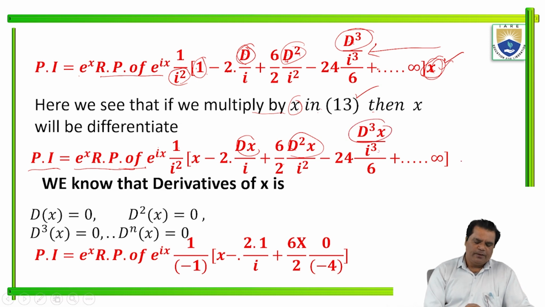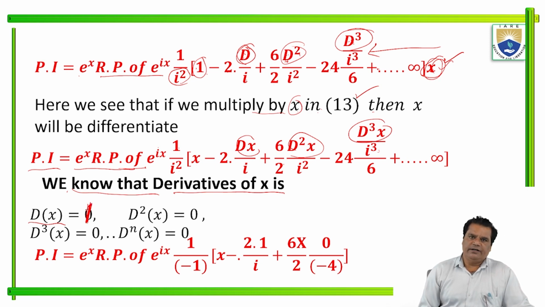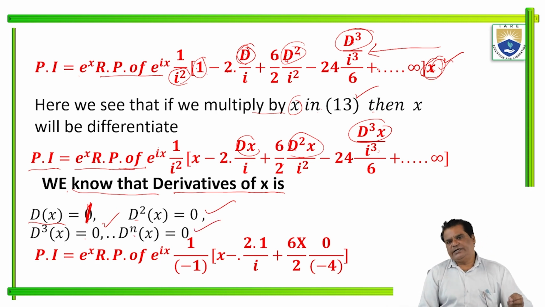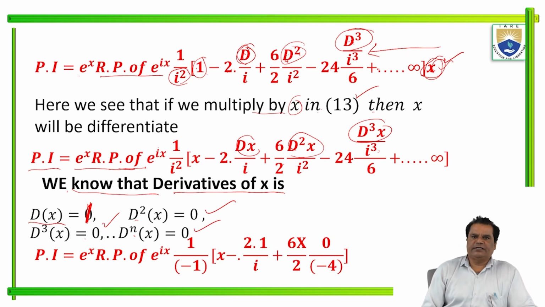So here, we know the derivatives of x. The first derivative of x is 1. The second derivative of x is 0. The third derivative of x is 0. The nth derivative of x is 0. Only the single derivative is the constant 1. All other derivatives are 0.